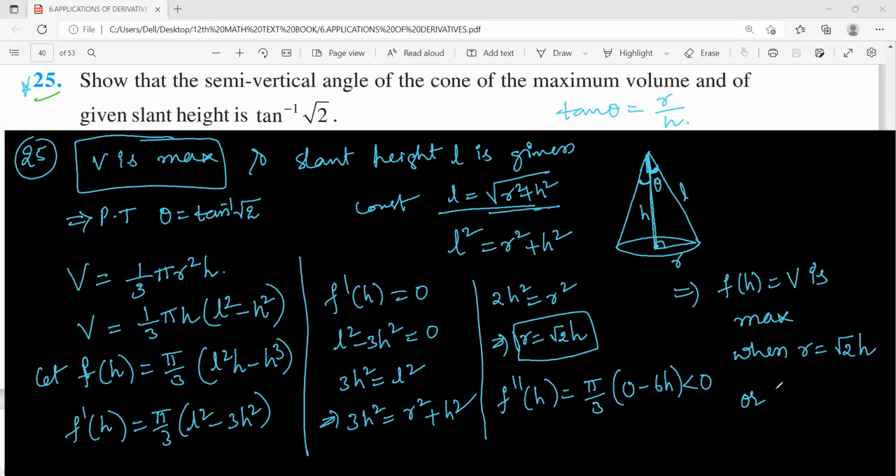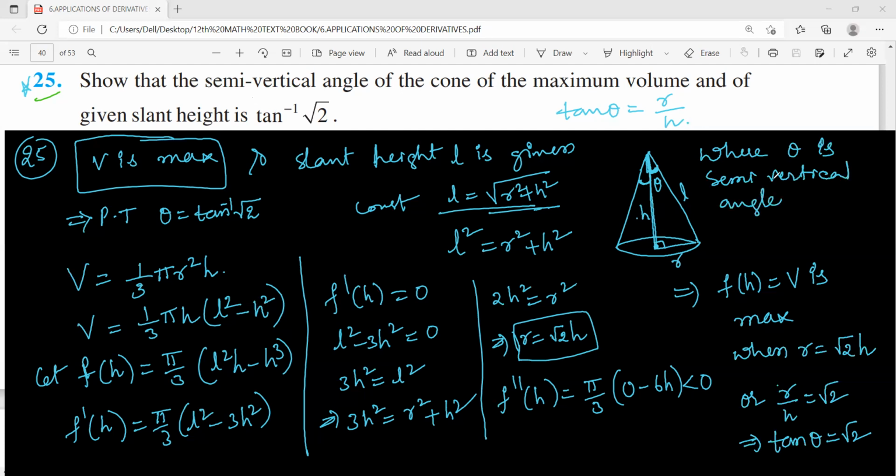Or R by h equal to root 2. That implies what is R by h? R by h is tan theta, root 2, where theta is the semi-vertical angle. You have to show it in the diagram, then it will be clear. Okay, where theta is the semi-vertical angle, then done.